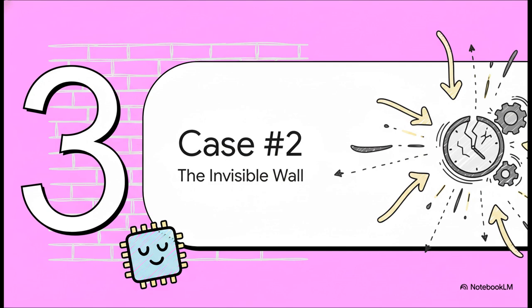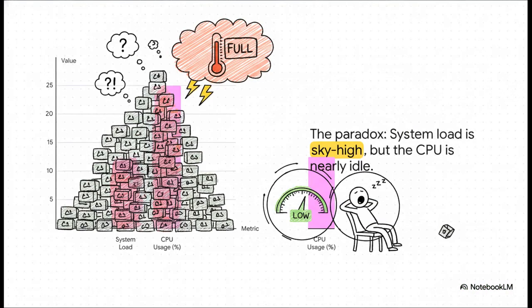Okay, on to our second case, and this is the big one we started with. That totally baffling mystery of a system that's incredibly slow, but the CPU is just chilling. It feels like the system has hit some kind of invisible wall. Let's find it. So this is the paradox, right? On one hand, system load is sky high. That means the system thinks it has a ton of work to do. But then you look at actual CPU usage, and it's super low. The workers are idle, but the line of tasks waiting to be done just keeps getting longer and longer.